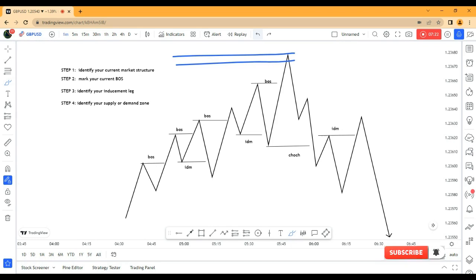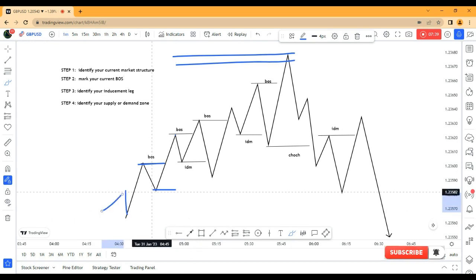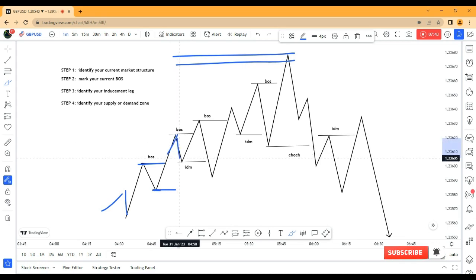Secondly, you mark your current break of structure. In this case we have this break of structure here, and when we mark this break of structure, price didn't have any, so we'll use this leg as our inducement, assuming we have something like this. Price gives us this particular move and creates a low, which gives us this new break of structure. So this is our current break of structure.